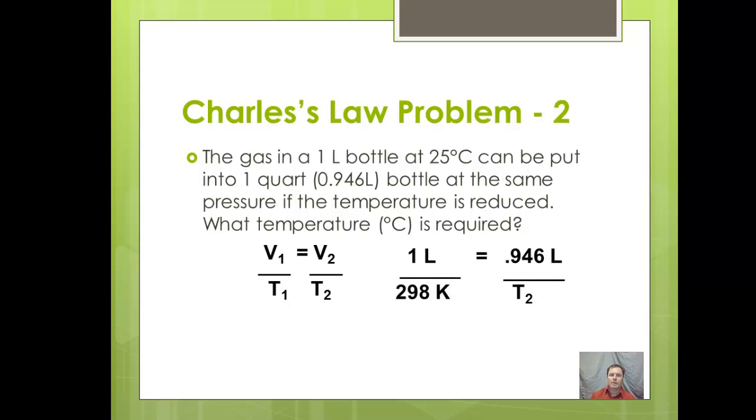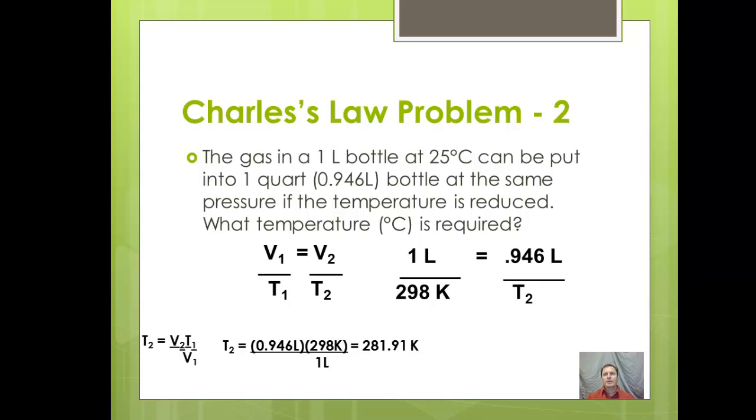So let's set it up. We've got a 1 liter bottle here at 298, which is 25 degrees Celsius. We're going to reduce the volume to 0.946. So what do you think the temperature is going to have to do? If we're reducing volume, we've got to reduce the temperature. So in order to solve for T2, we have to rearrange the equation. T2 looks something like this: V2 times T1 divided by V1. Okay, when we put it out, it looks like this. We get an answer of 281.91 Kelvin.